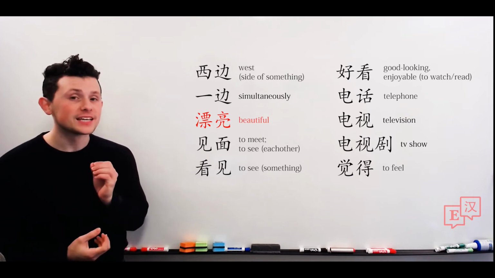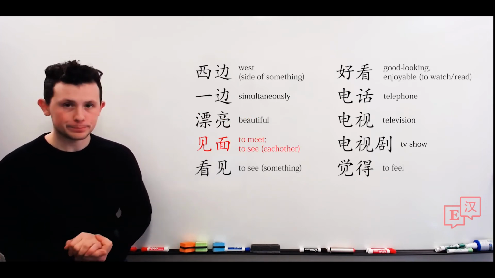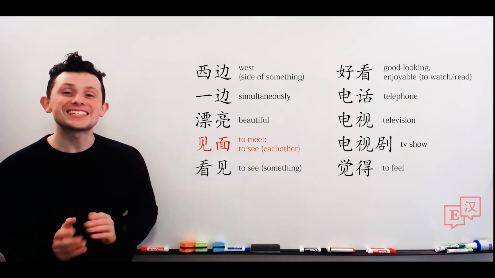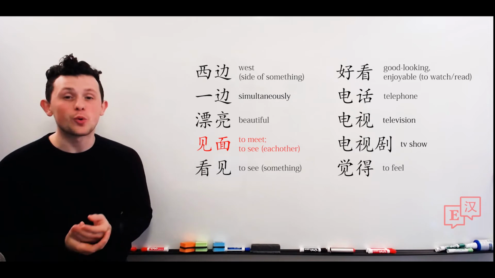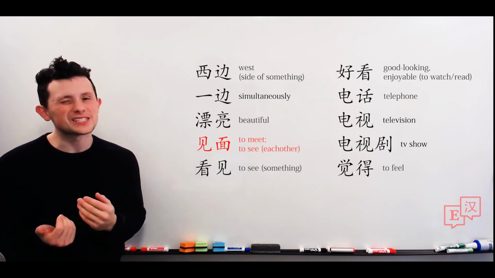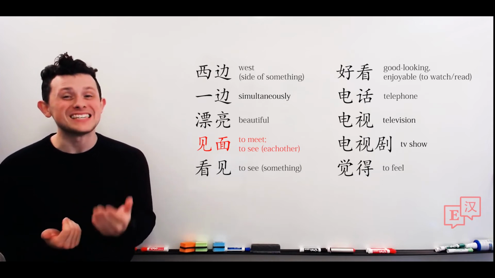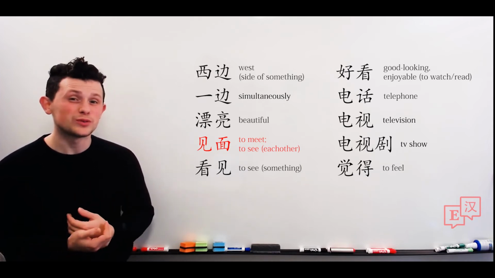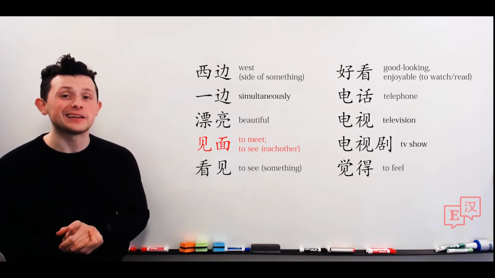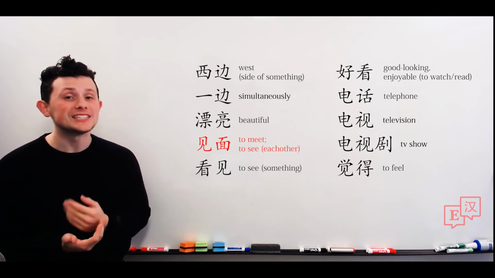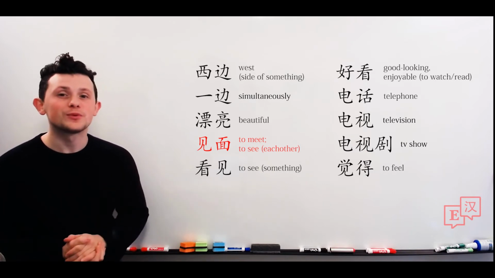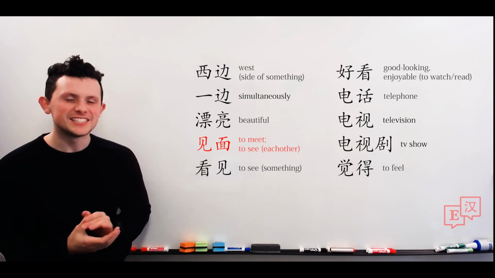Next, 见面, to see faces. This is how we express to see each other or to meet up. Now, note, we cannot use this in the way of like, 我见面你, like I see you or I meet up with you. We have to say like you and I, 见面. 你和我见面. There we go. To see each other or to meet up. 见面.